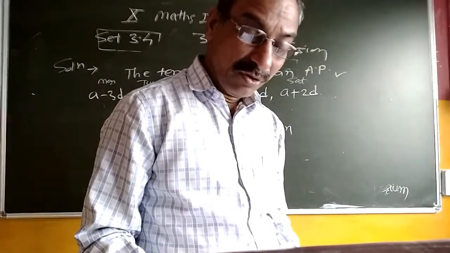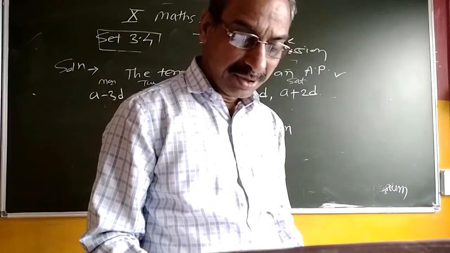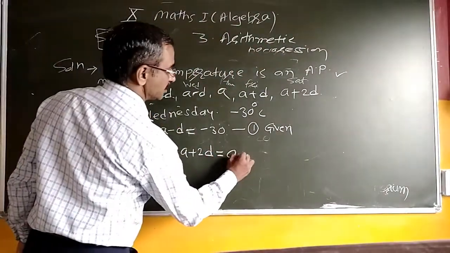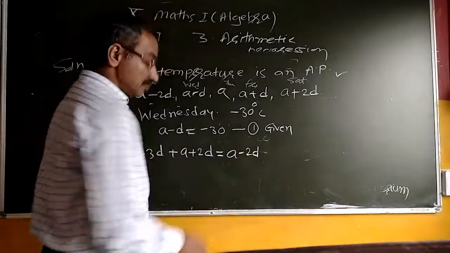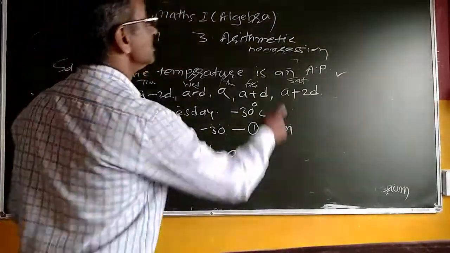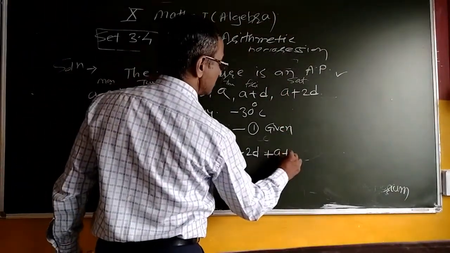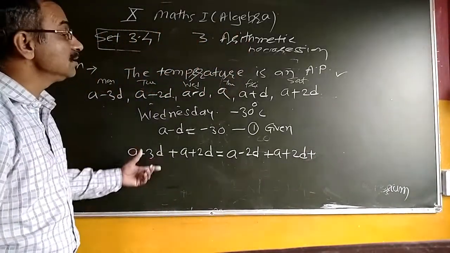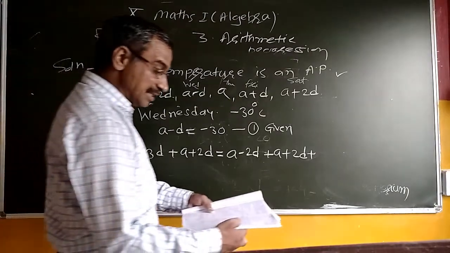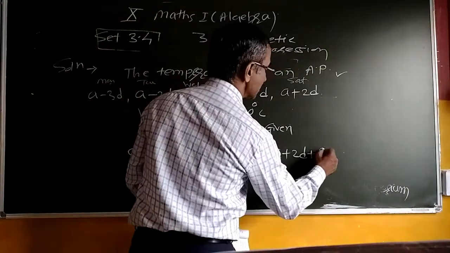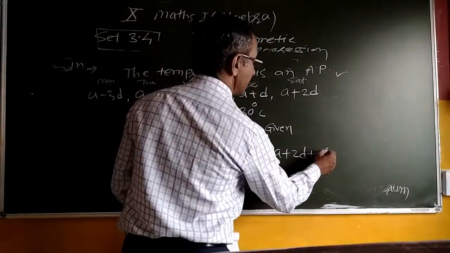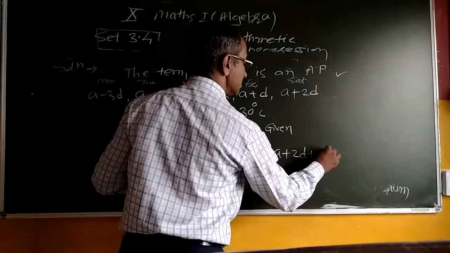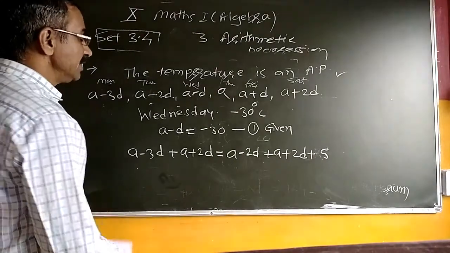It was 5 degrees more than the sum of the temperature of Tuesday and Saturday. Tuesday is A minus 2D, and Saturday, A plus 2D. But by how many is the difference? It is more by 5 degrees Celsius. It is more, means 5 degrees Celsius, so we add 5 here. So it will get balanced as per the given condition.